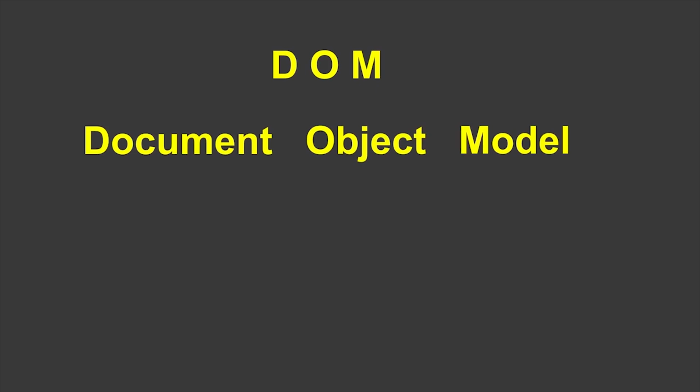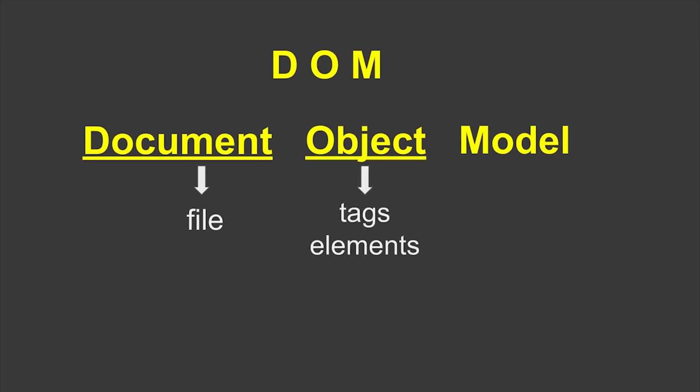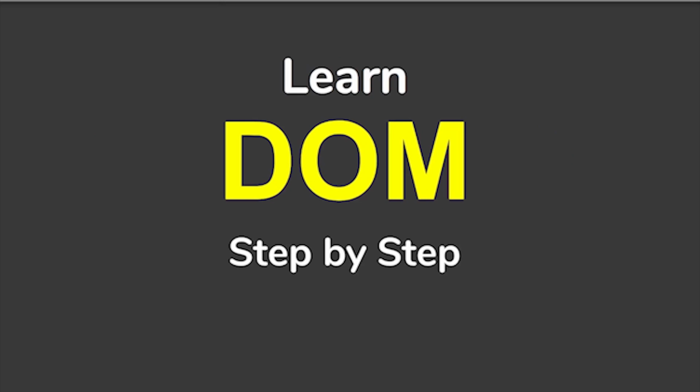In DOM, D stands for document, O stands for object, and M stands for model. Document is a file, object contains tags or elements, and model contains the layout structure. One more thing about DOM is that you can preview the DOM model online.